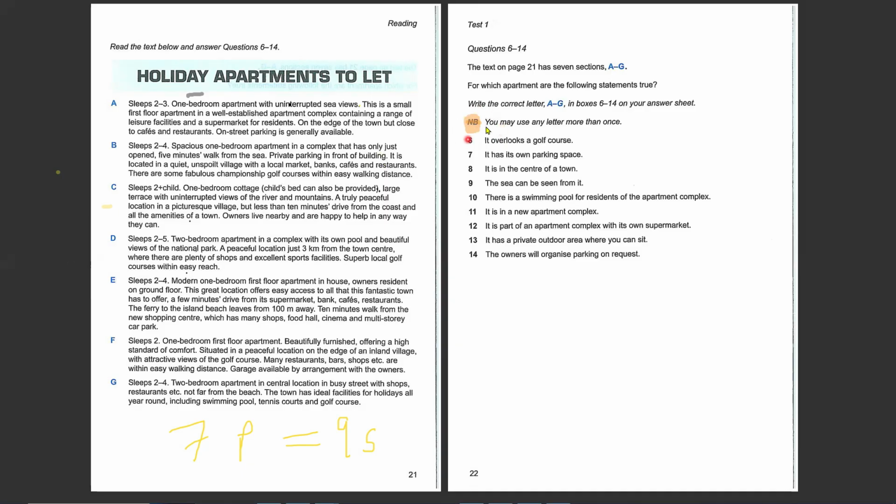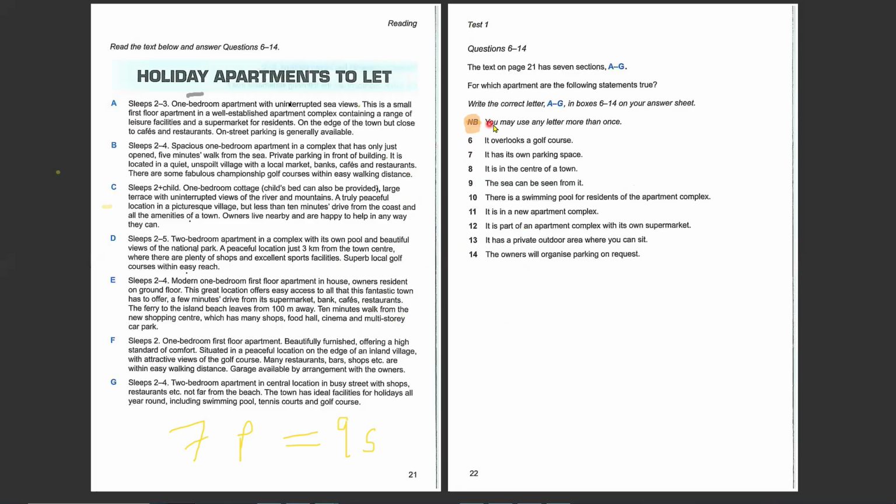Yeah, if you can see here, there's something called NB written here. Now, what this means is you may use any letter more than once, which means paragraph A can have 2 matching options, paragraph B can have 2 matching options, paragraph C can have 2 matching options. Maybe paragraph D cannot match anything at all, and paragraph E will have 2, F will have 1, G will have 1. Now, this is the pattern.